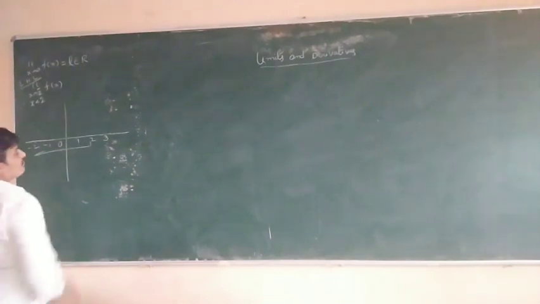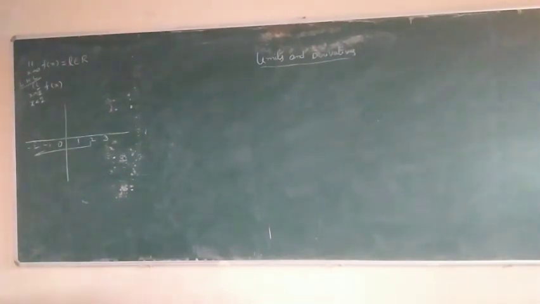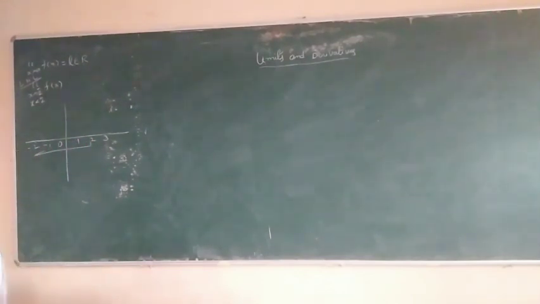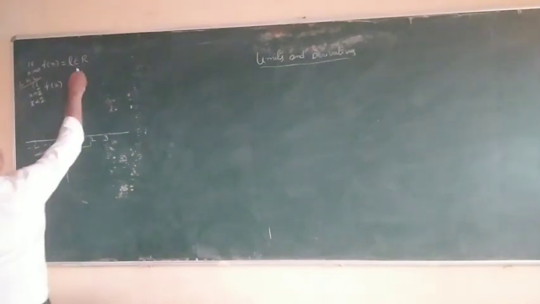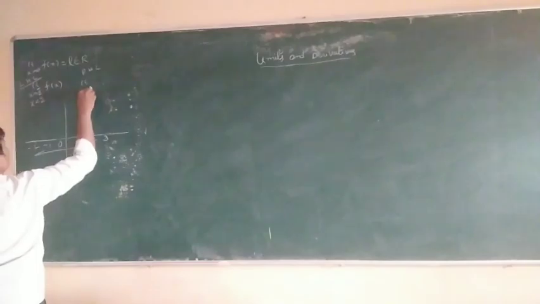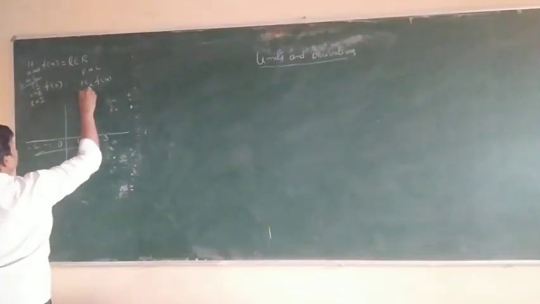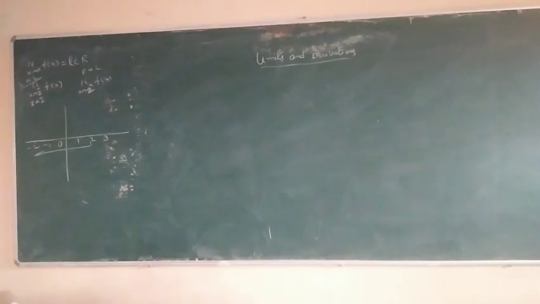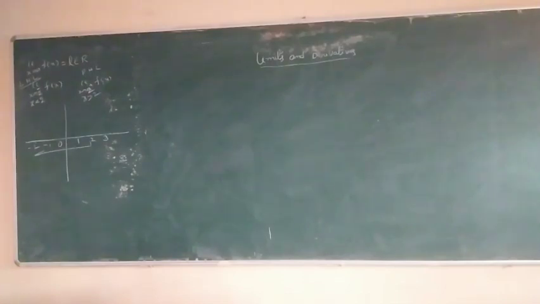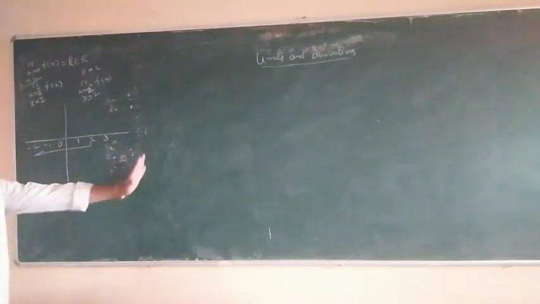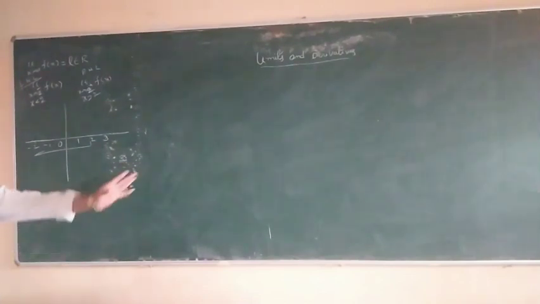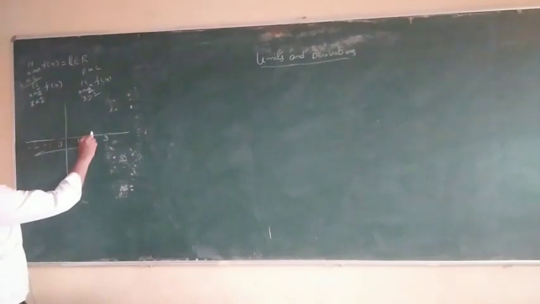Less than 2 means 1.99, 1.97, 1.9, 1.8. This is 2 approached from the left side. Right hand limit: limit x tends to a plus f of x. A plus is nothing but 2 plus, for example. 2 plus is nothing but x greater than 2. X approaches 2 from the right, x goes to the right side of 2.